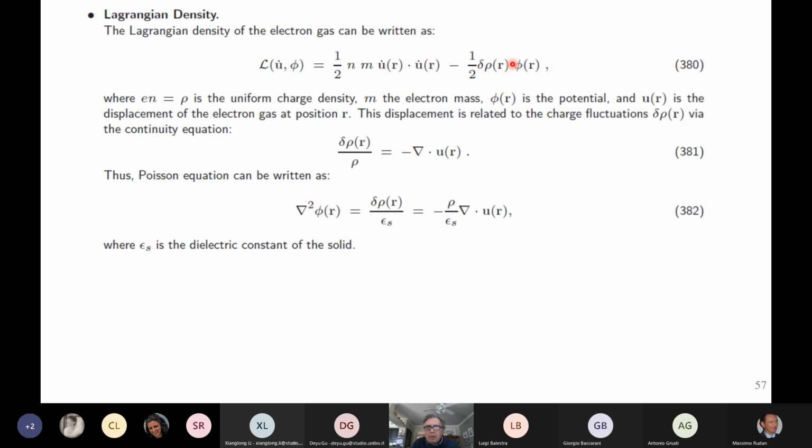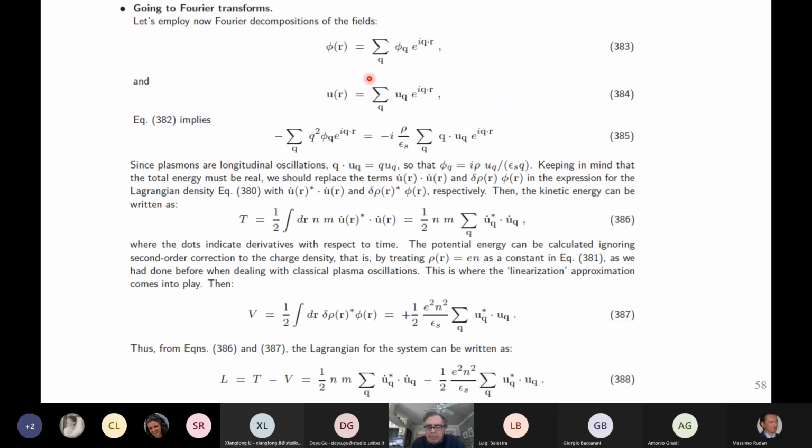On the other hand, the potential that I have here can be obtained by the Poisson equation. This is clearly given by minus the charge. I'm assuming they're electrons, so the minus goes away, and divided by the dielectric constant of the medium. I'm assuming this continuum approximation. And this is simply given by using this equation of 381: I can replace delta rho with rho times minus the divergence of the field. So these are the basic equations that control my Lagrangian, and these are the equations that I want to derive as Hamilton equations of motion.